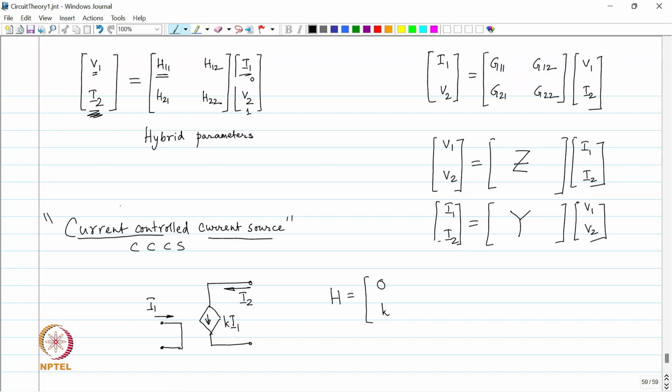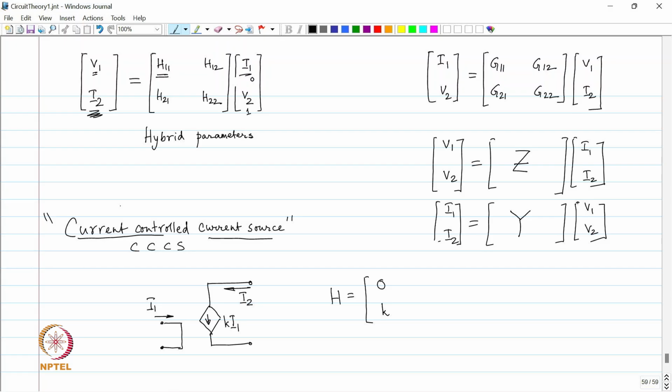V1 will be equal to H12. Matrix multiplication. Guys, you can't just look at the screen. V1 is equal to H11 I1 plus H12 V2. Now I have made I1 equal to 0, V2 equal to 1. What happens? V1 is equal to H12, that is it, and I2 is equal to H22.